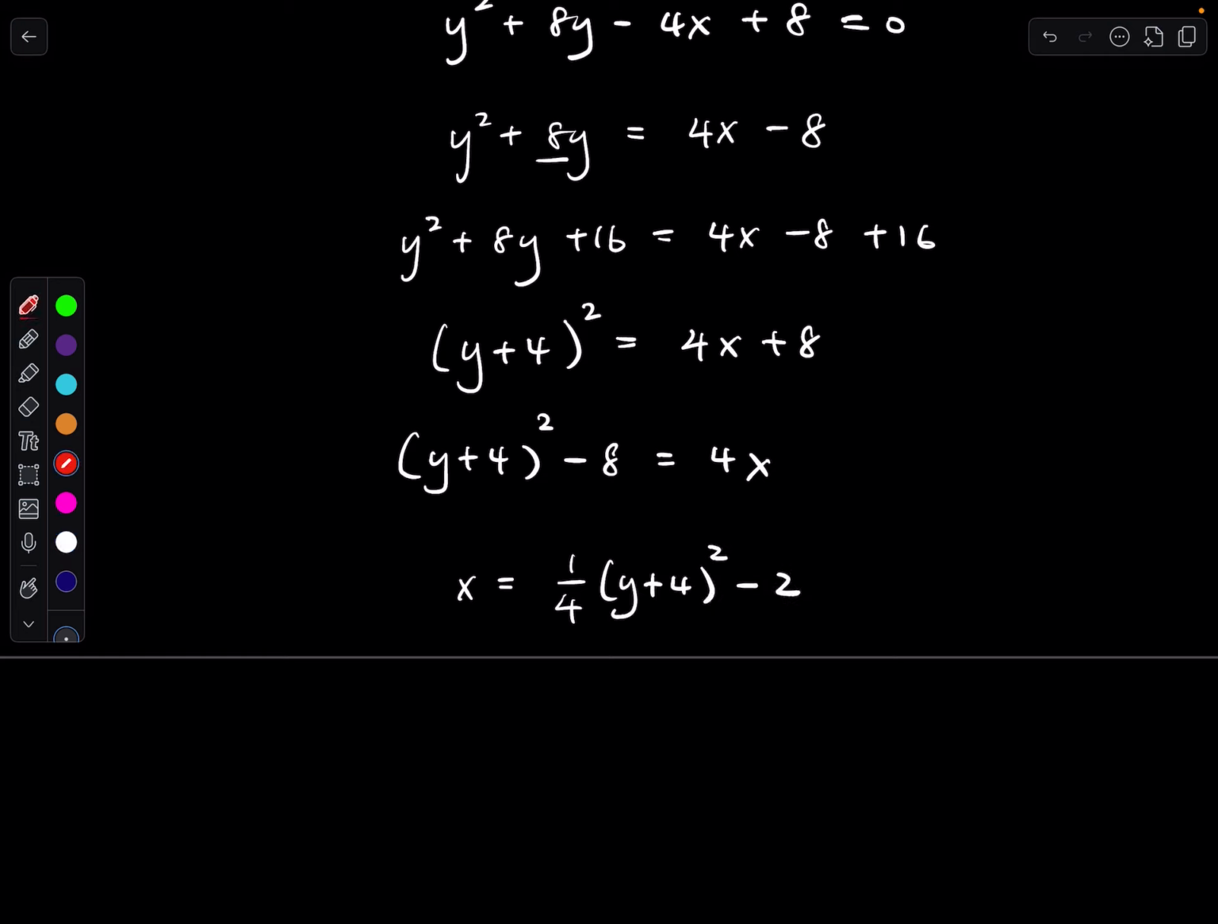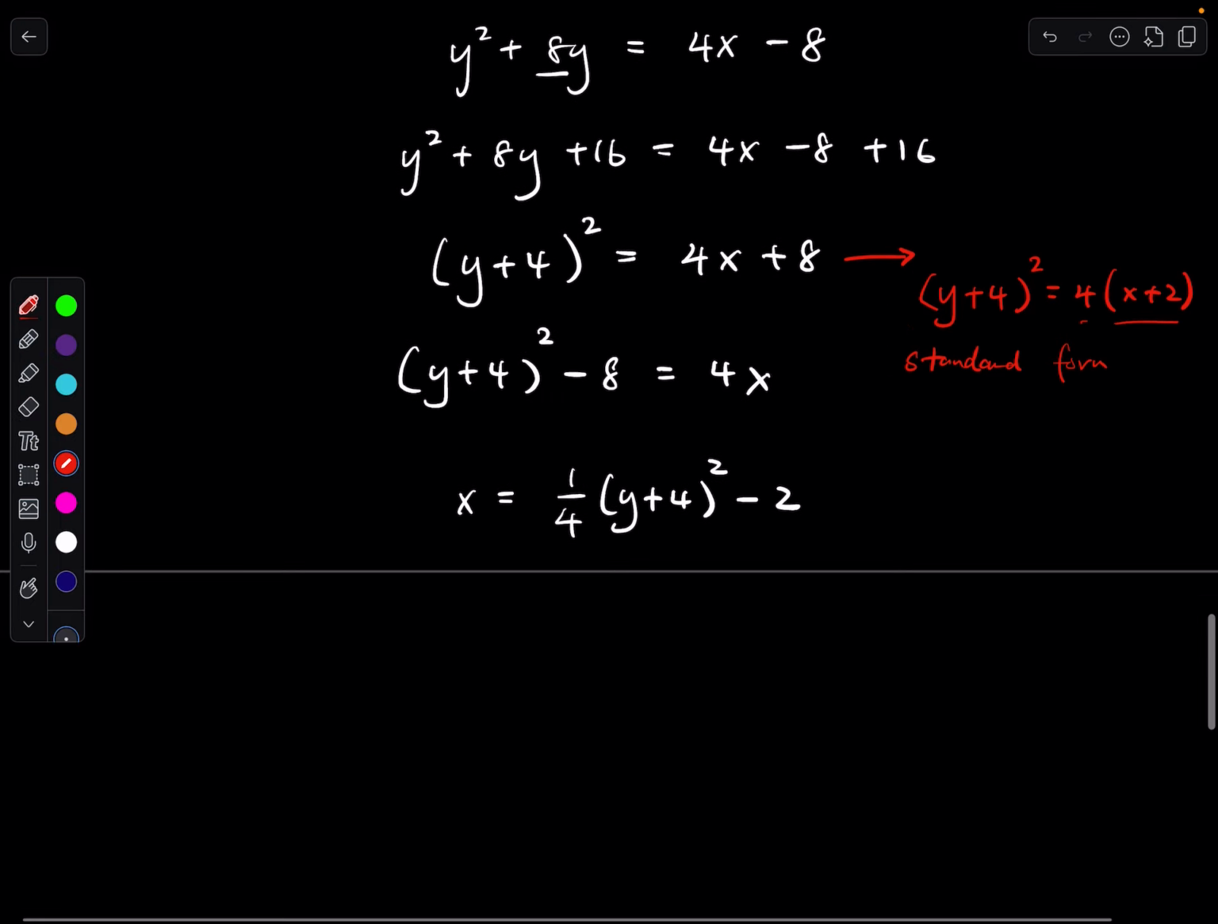Here's one thing I want to point out: at this step right here, if you simply factor out the 4, you have (y plus 4) squared equals 4 times (x plus 2). This is what we call the standard form of a parabola in conic sections. Sometimes your teacher will want standard form, and you want to do that. Standard form is simply a complete square like this, a square equals whatever you need to factor, which you factor on the right side. In this case, we don't need standard form. We just want to know how this graph looks.